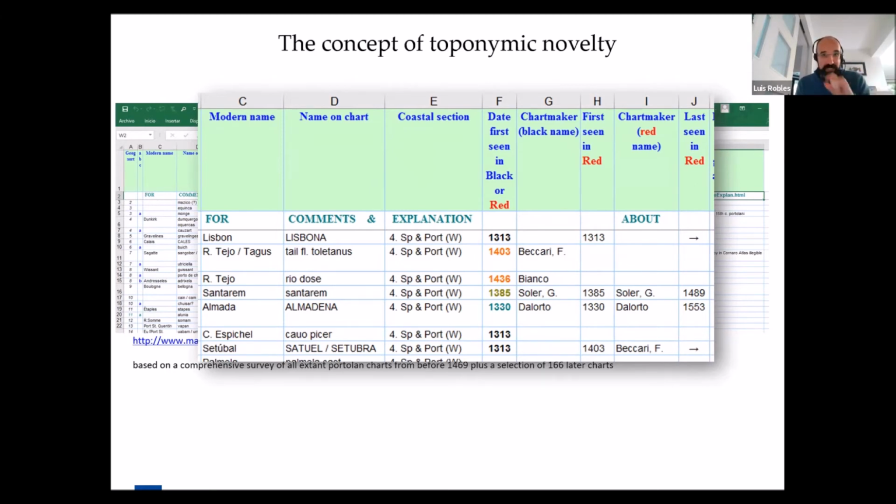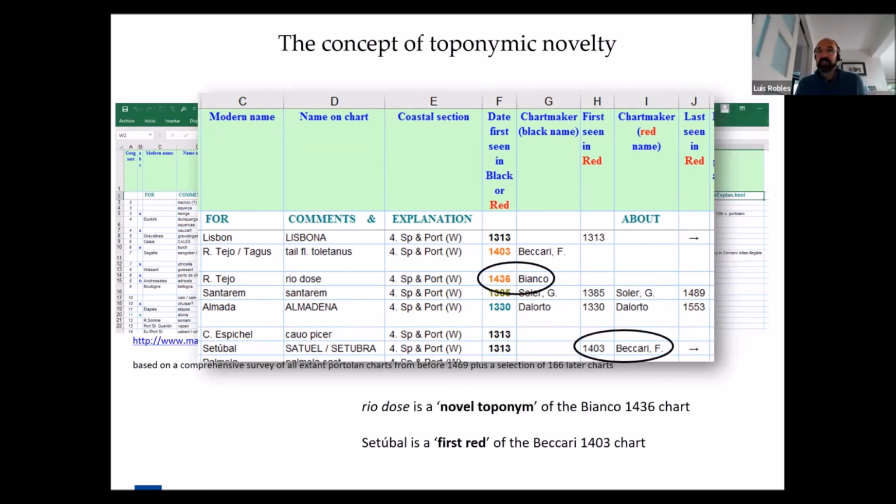So if I focus now on the region of Lisbon, I can illustrate two examples of what we call toponymic novelty. First of all, the river Tejo, you can see here, first appears in 1436 on a chart made by Bianco. So it means that in that chart, River Tejo was a novel toponym. It had never been written before, at least in that form. And from that point on, some other mapmakers may have used it. So it's what I call a novel toponym for the portolan charts.